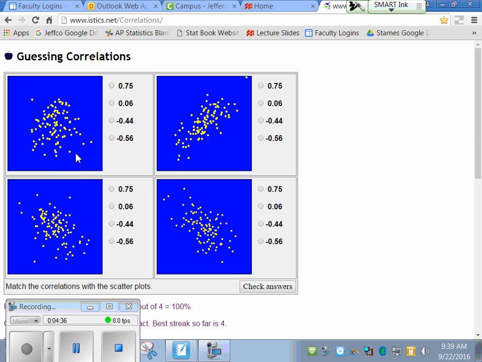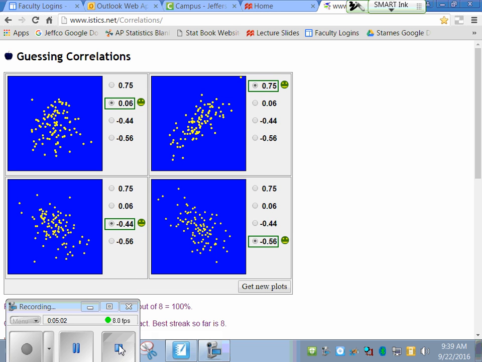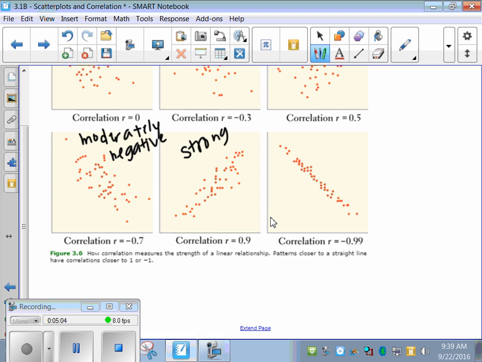How about this one? Okay, how about this one? Okay, how about this one? Tuffy. Okay, compared to this one. This one has more outliers. So you guys think 0.44? All right, way to go.